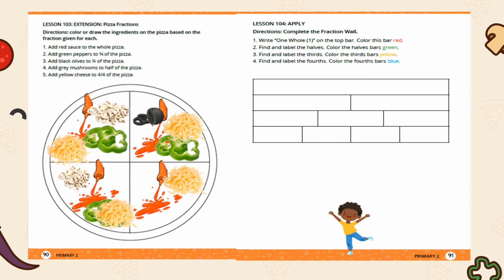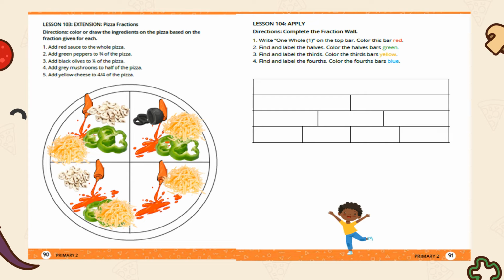In number 3, add black olives to 1/4 of the pizza. Just 1 part. Number 4, add gray mushrooms to half of the pizza. So we put it on the half. Number 5, add the yellow cheese to 4 over 4 of the pizza. 4 over 4 means all the pizza, the complete pizza.